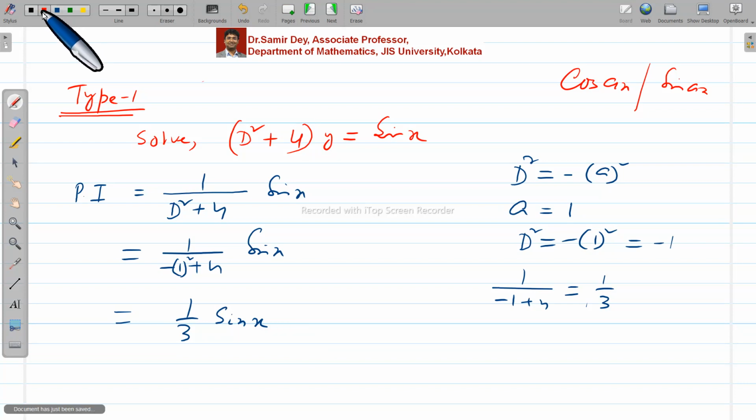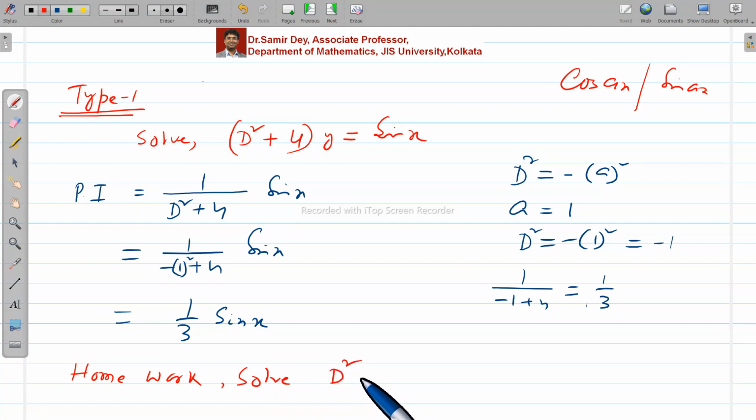In type 1, now you write down your homework immediately. Please write. Just you have to check. Same problem: D square plus 9, y is equals to sine 2x. Now try to understand. I have given the same question. Here 9, it was 4, sorry, now it is 9. And here you are familiar with the sine x, so here I have mentioned sine 2x.